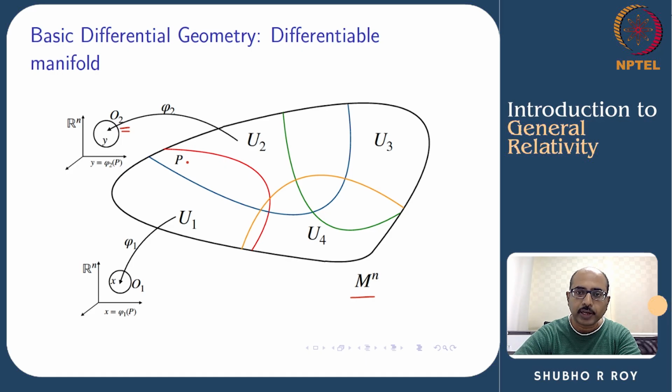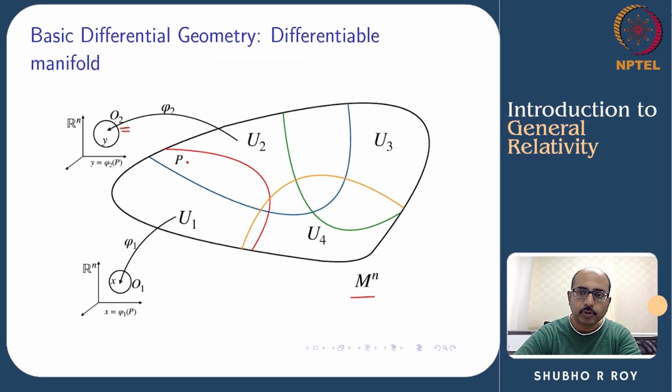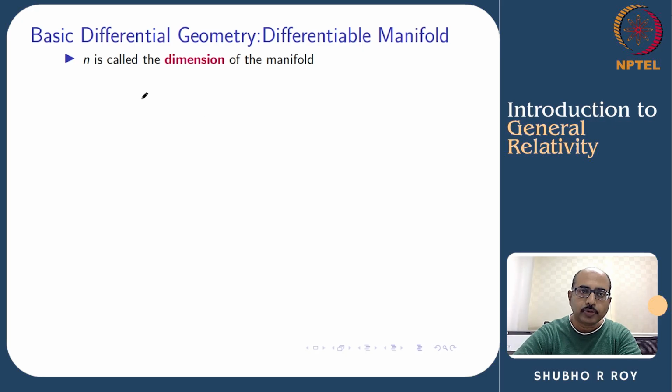Right, I hope things are clear. Let me go to the next slide, where I introduce some terminology. This number n is called the dimension of the manifold. Remember, as I said, an open set of a manifold is always mapped to some open set in Rn. So this n of Rn is called the dimension of the manifold. This is what we call Mn. Okay, dimension.